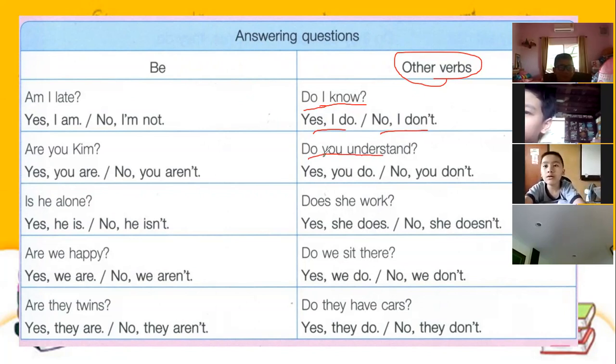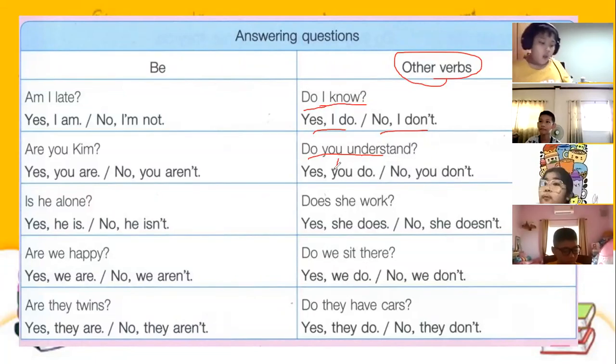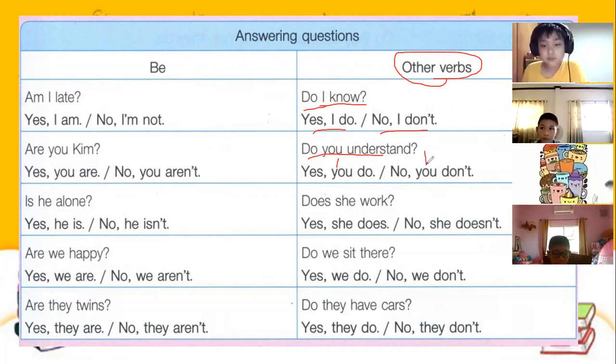Okay, students, if I would like to ask you, do you understand? What will be your answer? Yes. If I ask you and you would like to reply, you would say, yes, I do. But if you do not understand, you would say instead, no, I don't. Or yes, I do. All right.